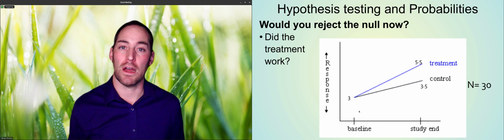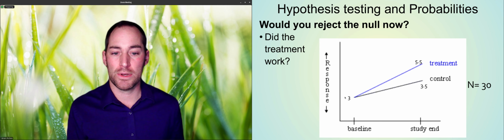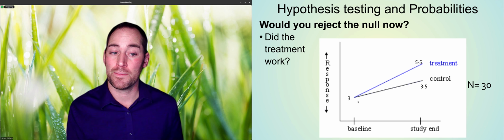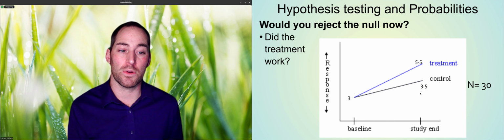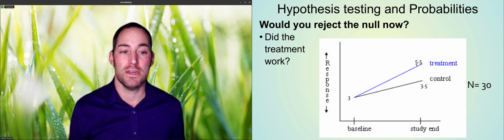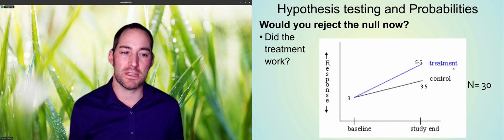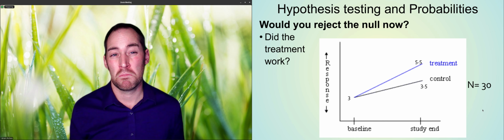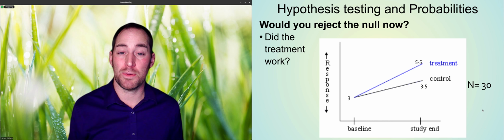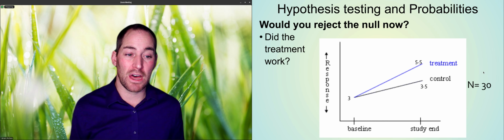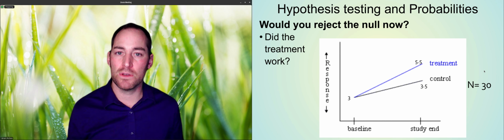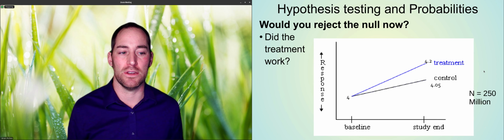So what about here? I changed the numbers around. The pretest score on creativity was 3 for both groups. Then after, the control group was at a 3.5 on creativity. The treatment group, though, is now at 5.5. Here we still have 30 people. Would you reject the null hypothesis? Did this treatment actually work? I'd actually need to see the p-value, right? This is still not enough information for me to conclusively decide that I would reject the null. I would have to see the actual p-value.